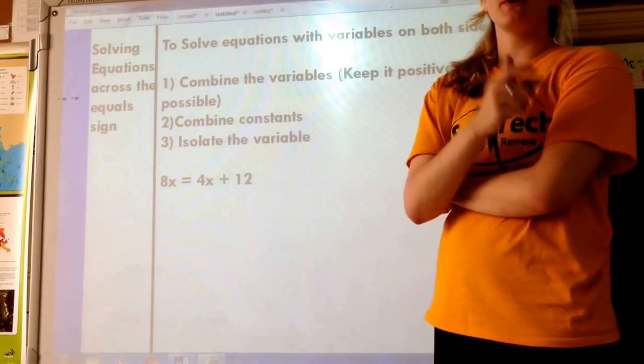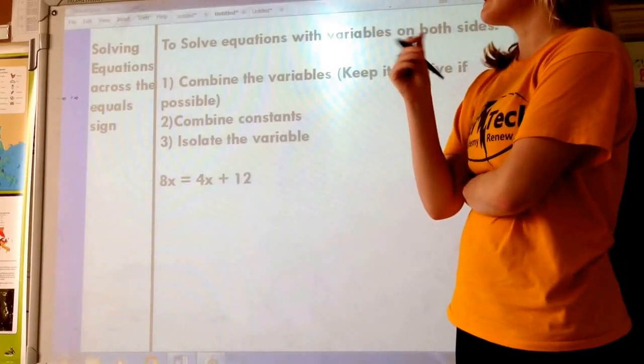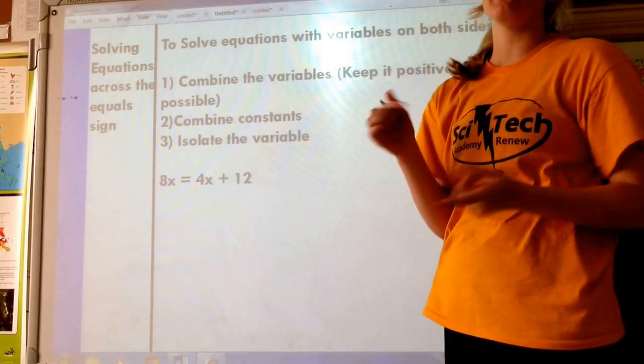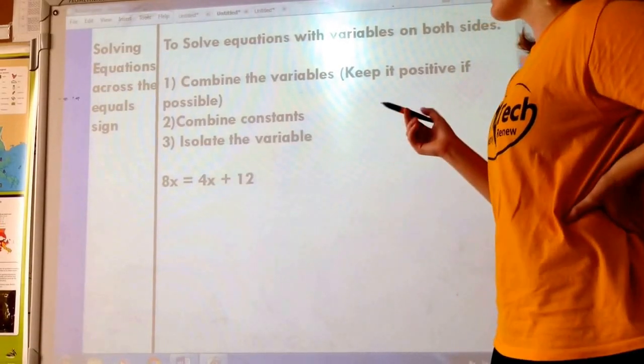Hey seniors, welcome to another day of solving equations. Today our equations are going to be slightly more complex in that there are going to be constants and variables on both sides of the equal sign. So let's go ahead and jump in.